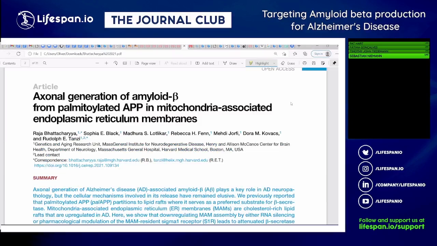Axonal generation of amyloid beta from palmitoylated APP in mitochondria associated endoplasmic reticulum membranes. So there's a lot to unpack there. I'm a biologist. So before I read this paper, I was like, what's a mitochondria associated endoplasmic reticulum membrane, right? I know what a mitochondria is. I know what the words mean, the independent words, but together, what is that, right? So the acronym is MAMs, mitochondria associated endoplasmic reticulum membranes.